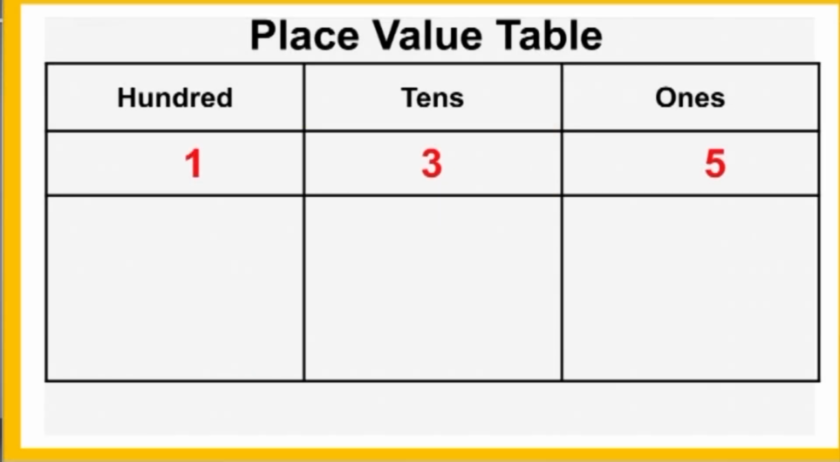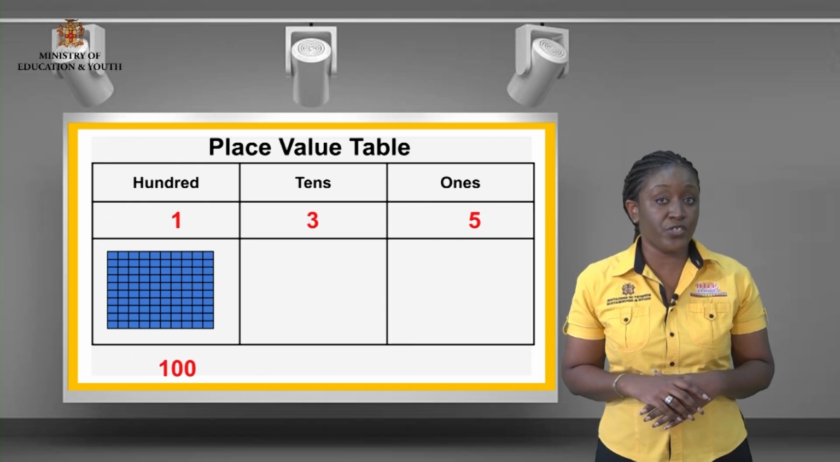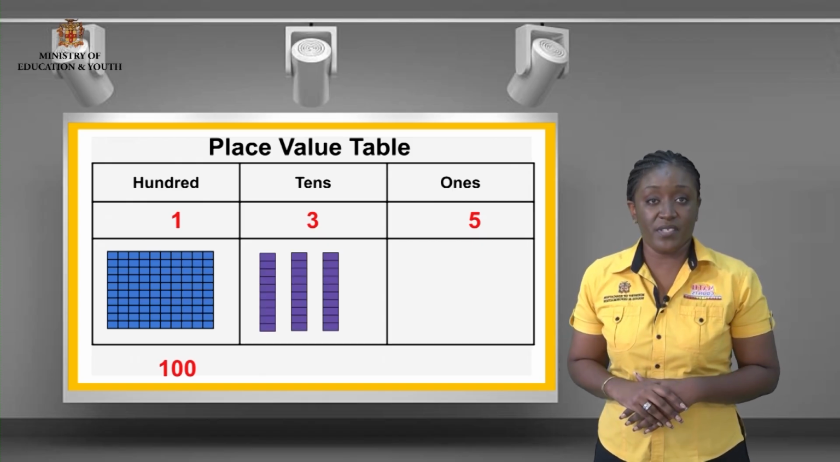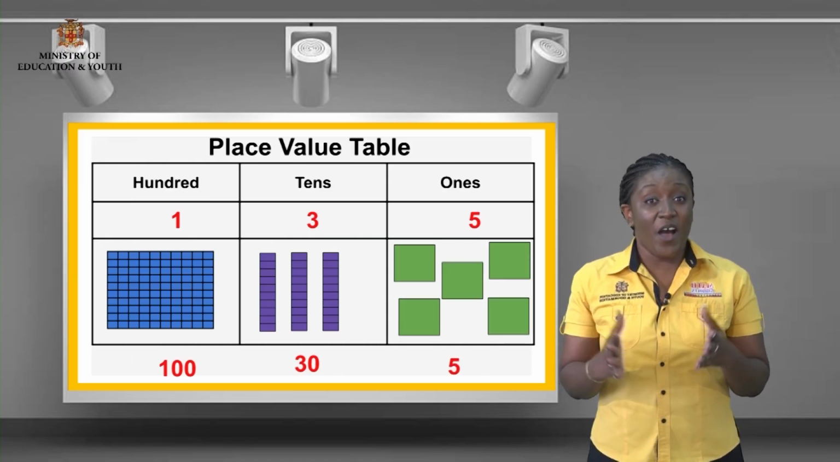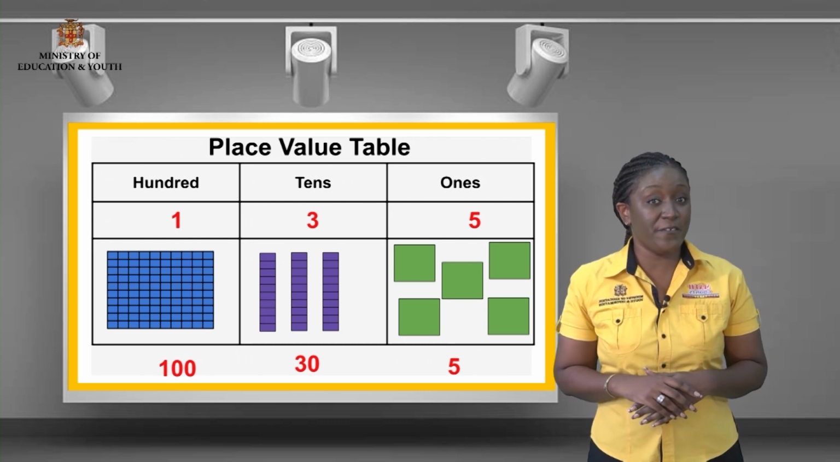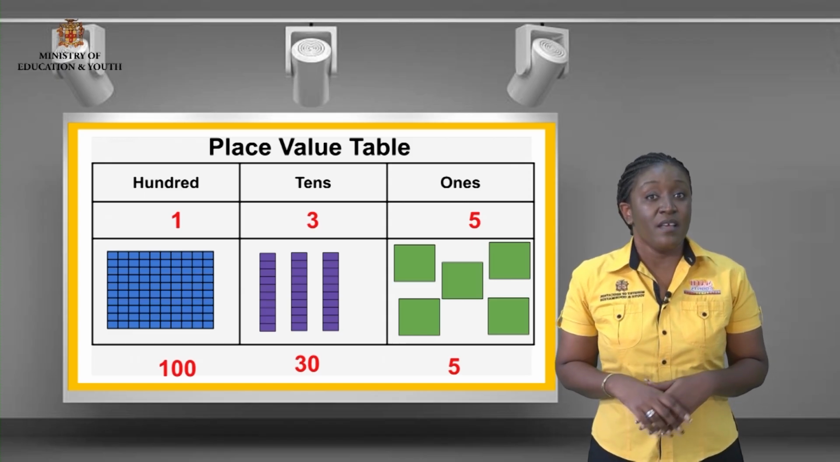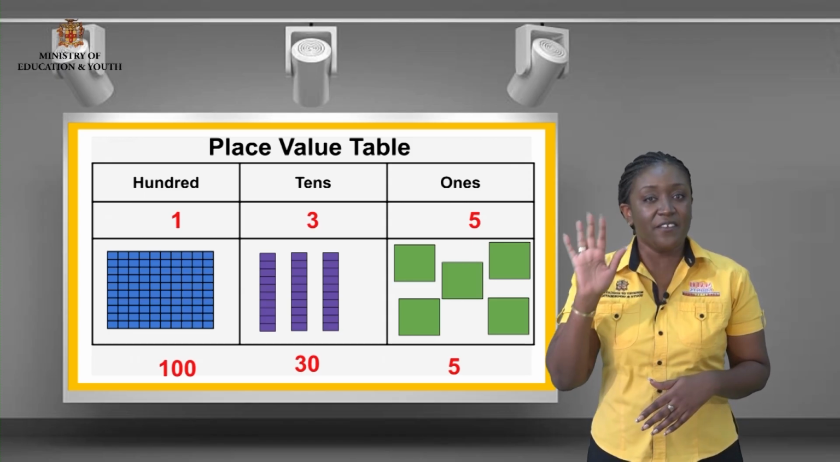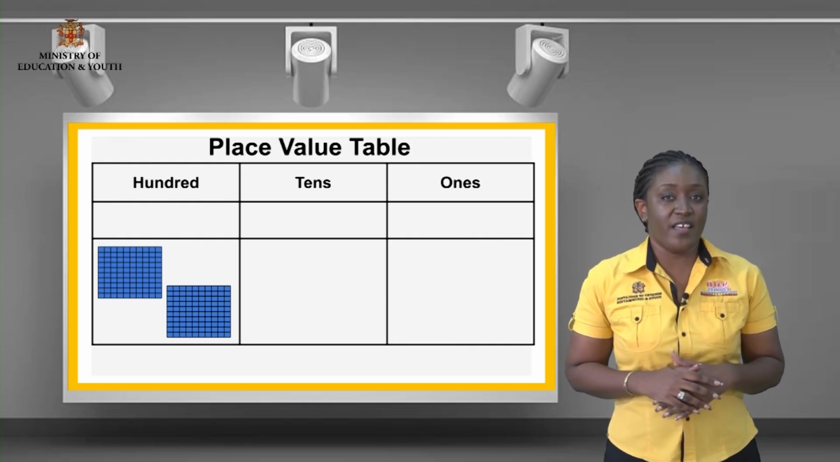Look at this activity. Use the base 10 blocks to determine how many tens and ones are in 135. There is 1 flat to represent 100, 3 longs to represent 3 tens, and 5 ones to represent 5. Now that we have represented 135, we can determine how many tens and ones are in it. There are 3 tens and 5 ones in 135. Now you try this one.